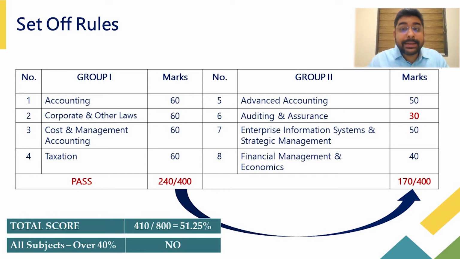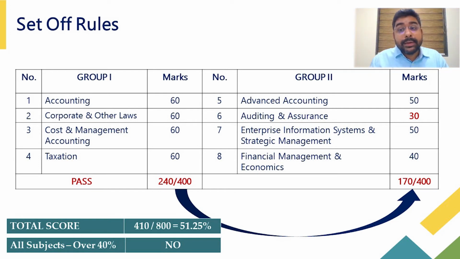Firstly, has the candidate got 40 or more in all papers? So the answer to that is no. In the sixth paper, the candidate has only scored 30. Okay, that's the first rule. And secondly, अगर आप aggregate calculate करो तो 240 plus 170, because दोनों ग्रुप साथ में दिया था तो मैंने आपसे कहा ऐड होगा, which is 410 out of 800, which is 51.25%.